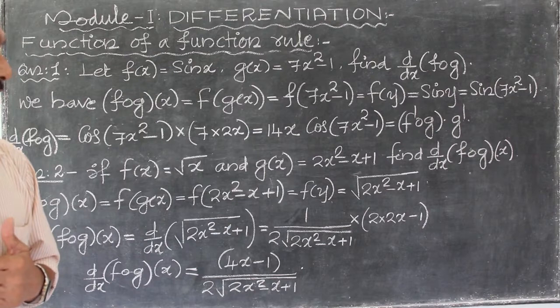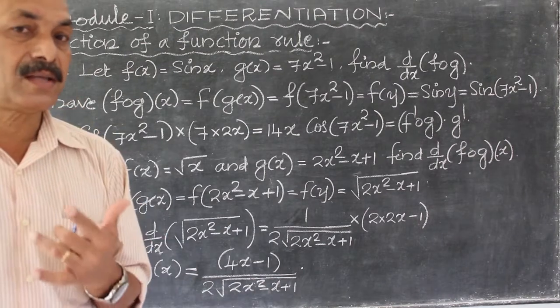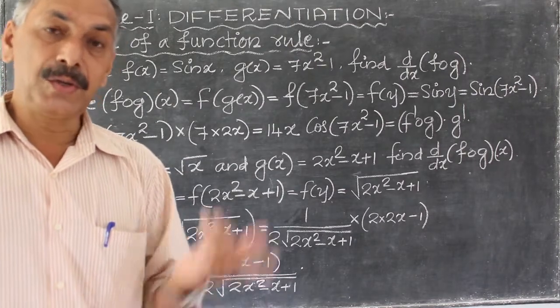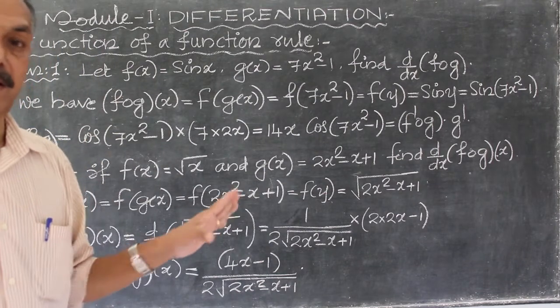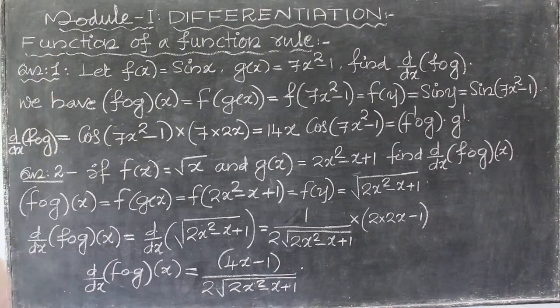There we take a function u, then dy by du into du by dx. That's the same method. It will save time, using the function of a function rule.